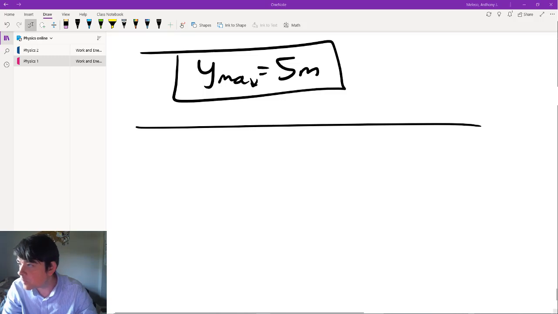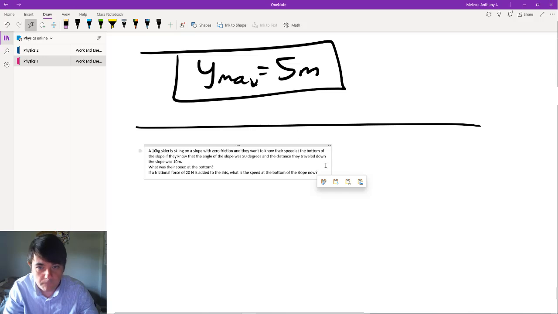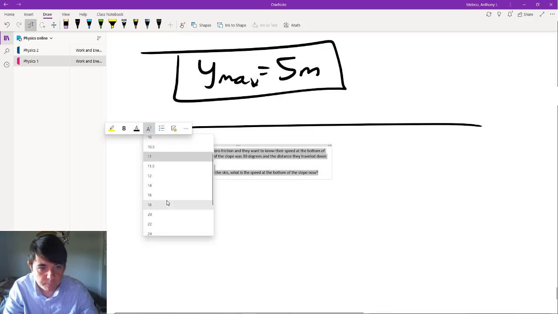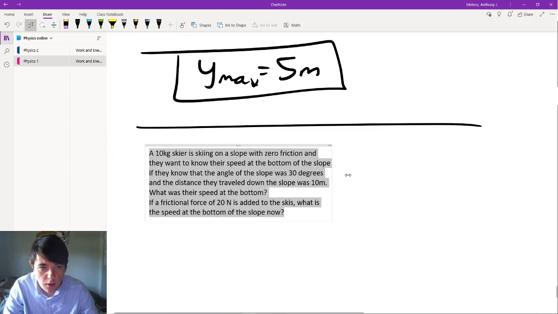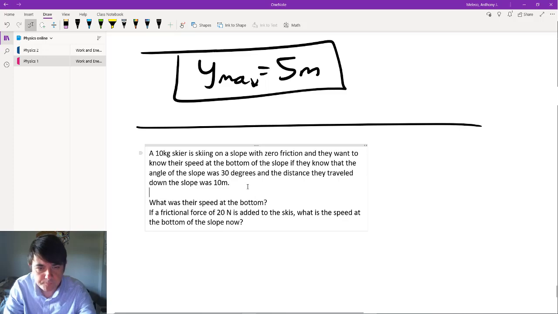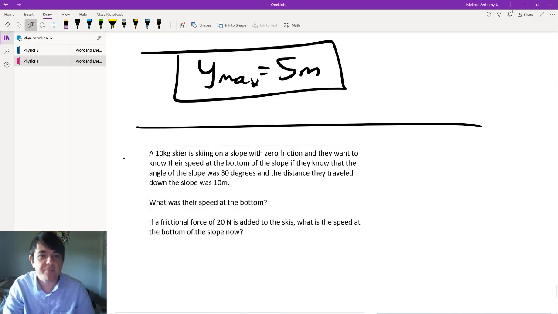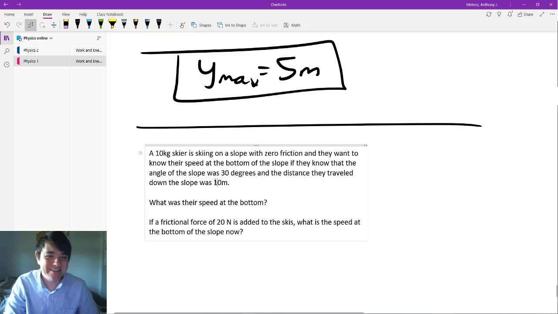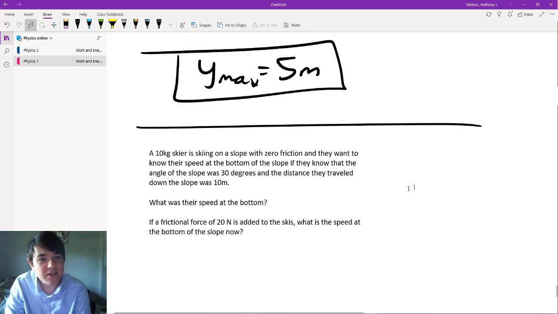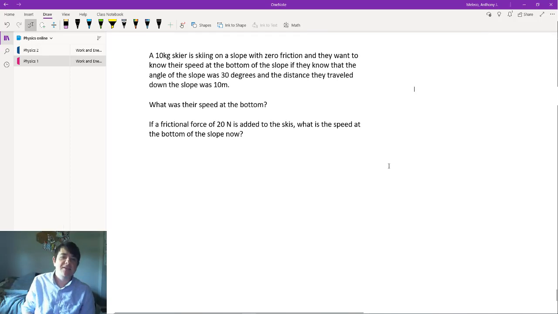Okay. Next problem. A 10 kilogram skier. That's not really, if someone's 10 kilograms, they're not very big. A 10 kilogram skier is skiing on a slope with 0 friction, and they want to know their speed at the bottom of the slope. If they know that the angle of the slope was 30 degrees and the distance they traveled down the slope was 10, what is their speed at the bottom? And then it says if there's a frictional force added, what is their speed now?